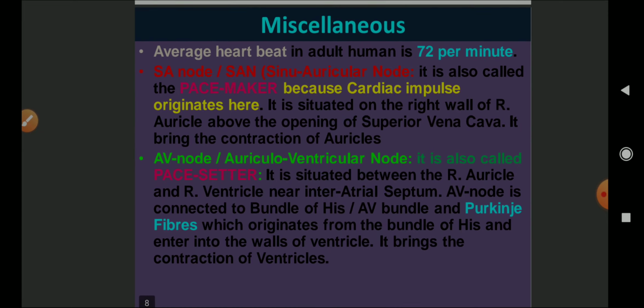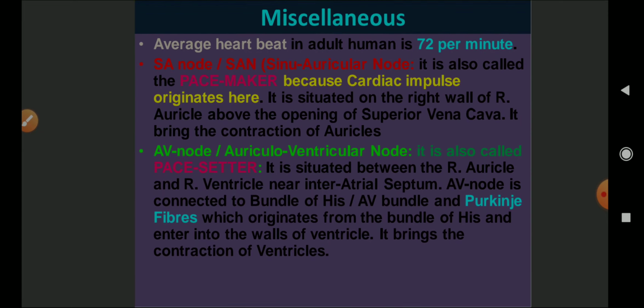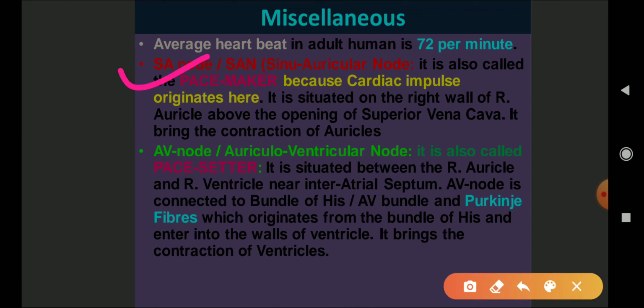So this is about the SA node and AV node. They ask a 1 mark question from SA node and a 1 mark question from AV node, either in the form of differences or the location or the functions.